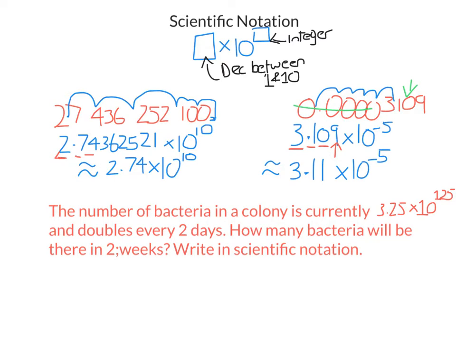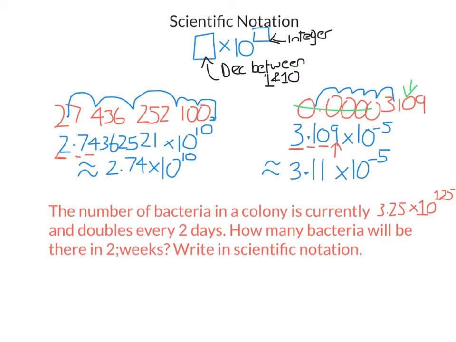So let's try this worded question here. Number of bacteria in a colony is this, really large number, doubles every 2 days. How many bacteria will be there in 2 weeks? And we're going to write in scientific notation. No way you'd ever get a colony of bacteria with this many in. This is just such a large number. I just purposely put a large number because you can't put this on your calculator. Well, most calculators, this number would be too big.